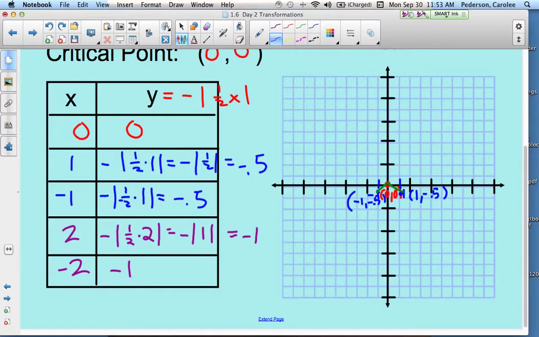So if we graph those, we're going to go over 2, down 1, and then left 2, down 1. So that's what our graph should look like.